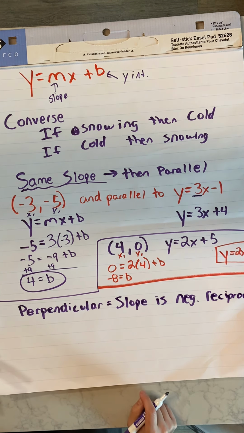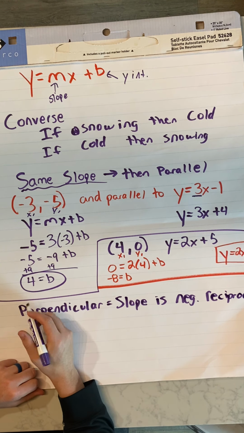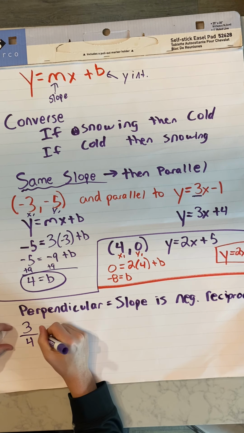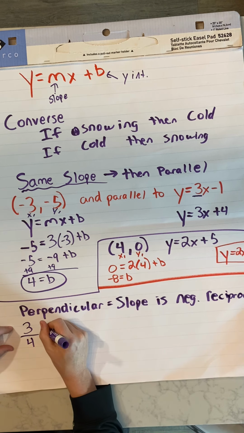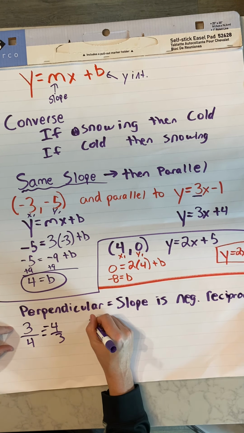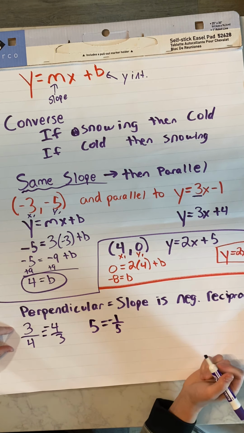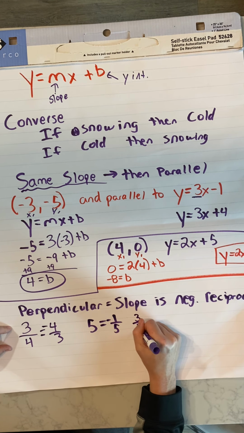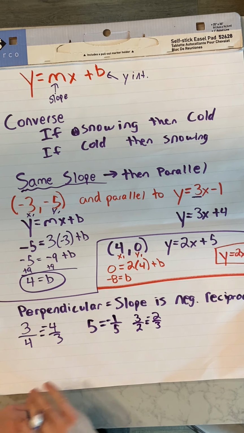So we need to know what reciprocal means first. If I have 3 over 4, you just flip it. The reciprocal would be 4 over 3. Well, we want the negative reciprocal, so there it is, -4 over 3. If we had 5, the reciprocal would be 1 over 5, so just -1 over 5. If we had 3 halves, you flip it, so 2 over 3, and make it negative. Those are negative reciprocals.